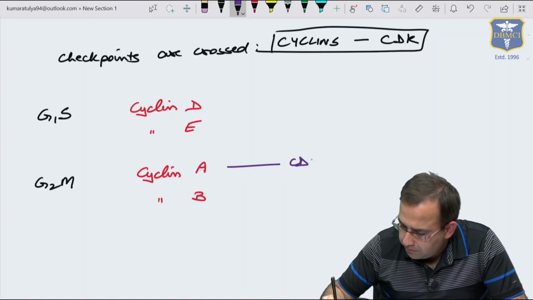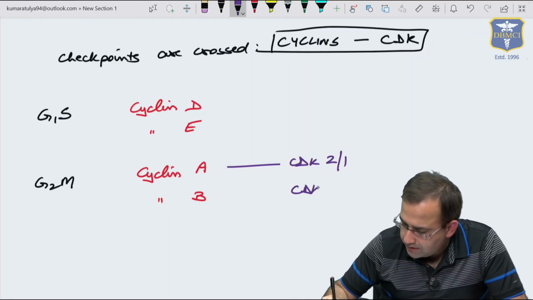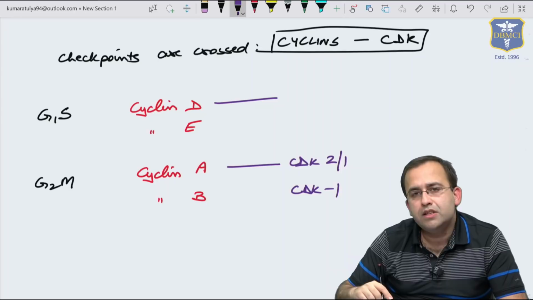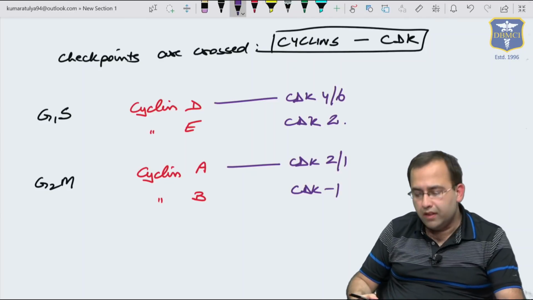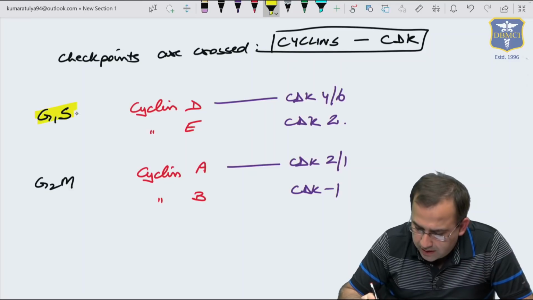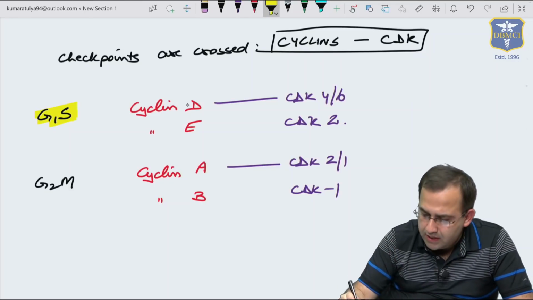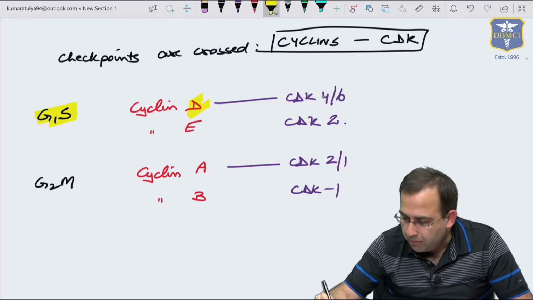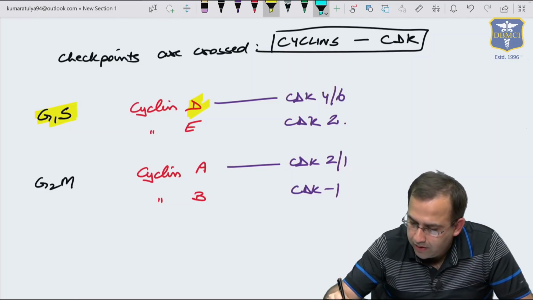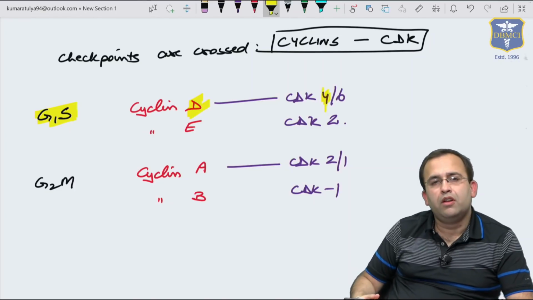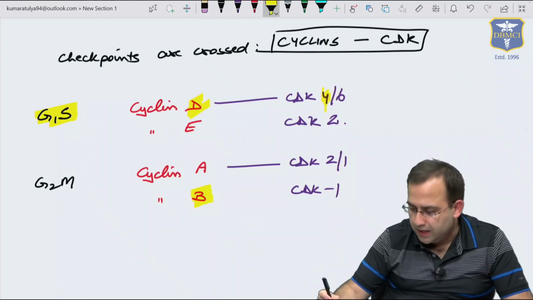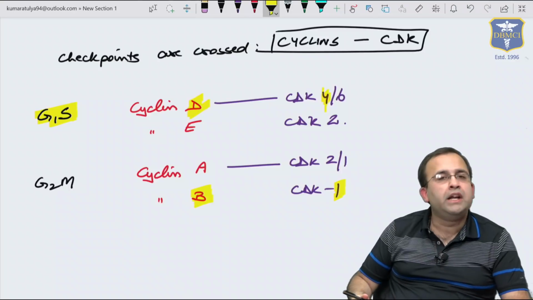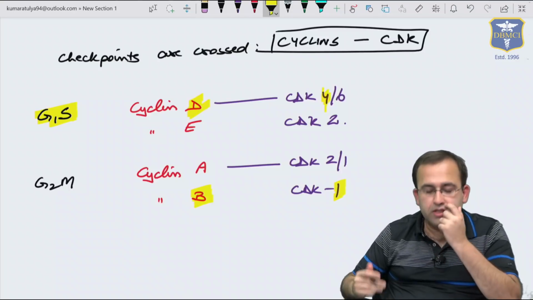So again we make the table from below. CDK2, CDK1, CDK3 is not there, so CDK4/6, CDK2. Which is the main cell cycle checkpoint? G1S. Main cyclin for crossing G1S, cyclin D, which predominantly binds with CDK4. Main cyclin for crossing G2M, cyclin B, B for Bombay, easy to remember, Delhi, Bombay, cyclin B, binding to CDK1.